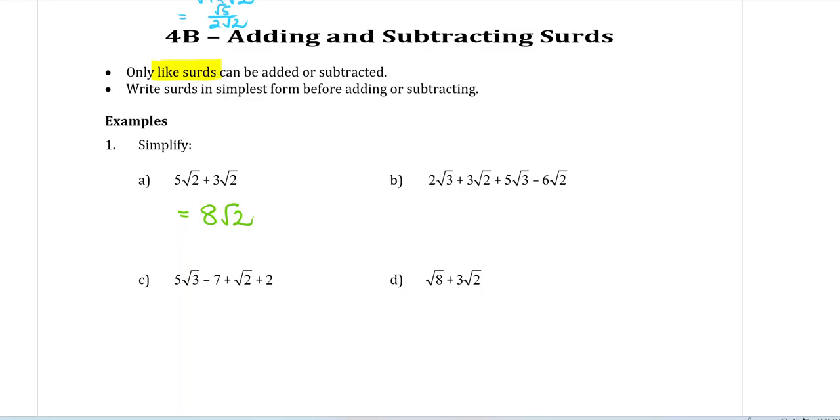In part B, we have two different types of surds. We have root 3's that can go together, and we have root 2's that can go together. So starting with the yellow ones, which were the root 3's, we have 2 plus 5 makes 7 root 3. And then moving on to the root 2's, we have 3 take away 6, which is negative 3 root 2. Do not try to put those two terms together because they are not like surds. So that is the answer, we're finished.